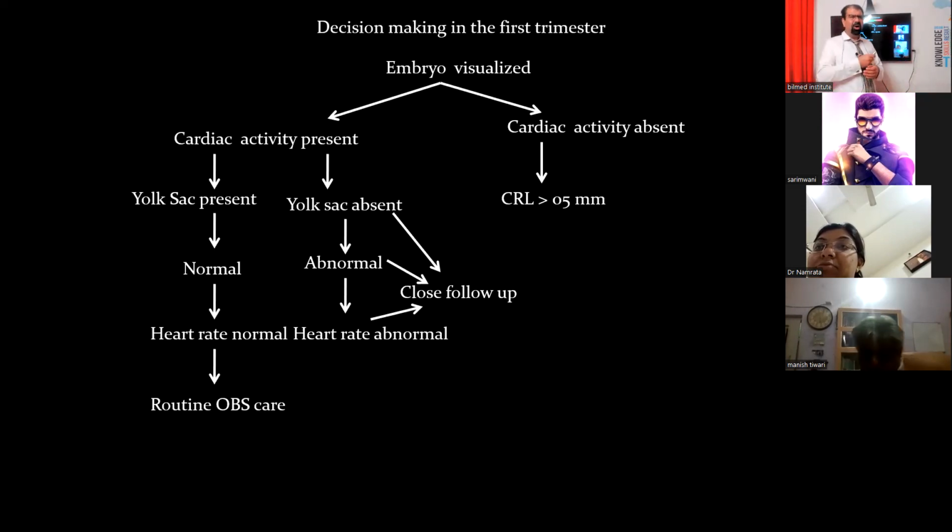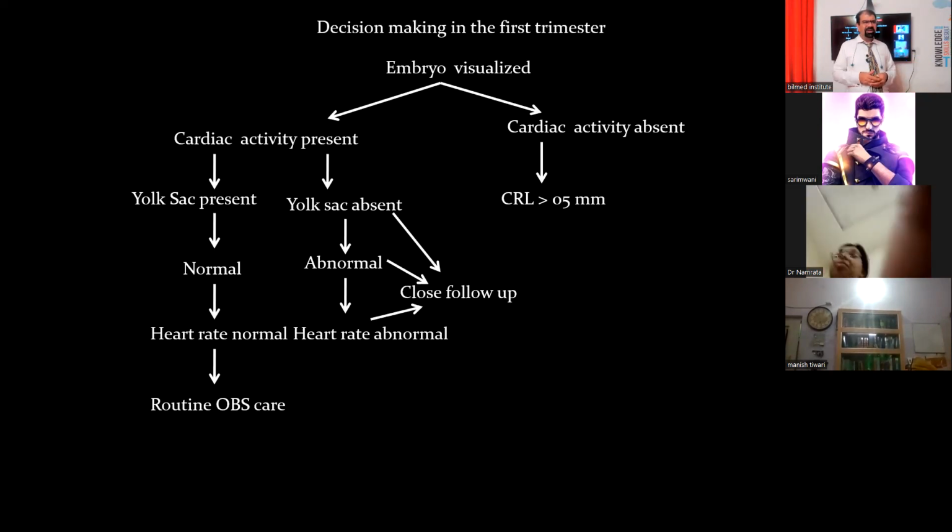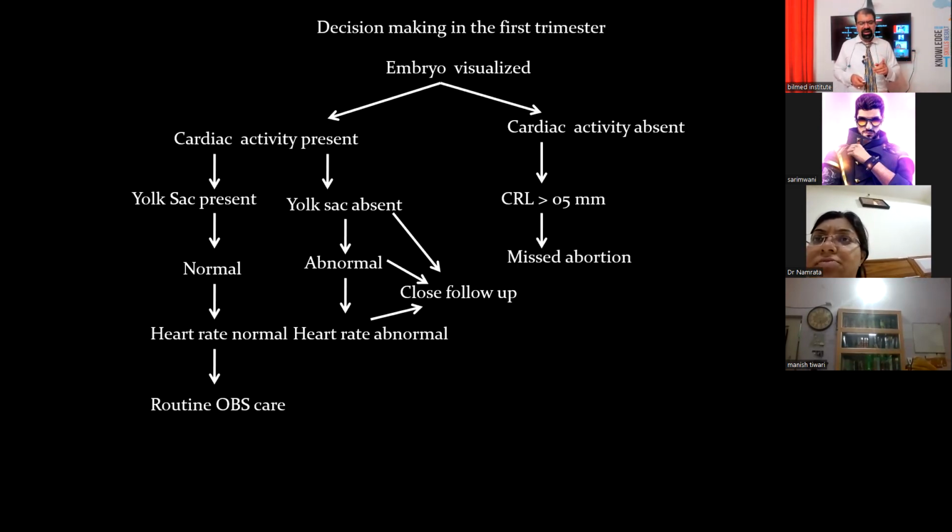There are a lot of things you have to do with the machine. That is in our physics and machine settings course. Then you have to see whether the scan plane is cutting through that. Okay, I am giving you the benefit of doubt. If it is less than 5 millimeters, you can rescan. But if it is more than 5 millimeters, that is a missed abortion.